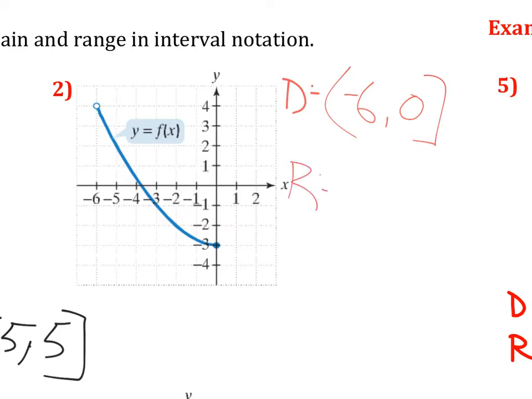My range is going to go from lowest to highest. Well, the lowest value is here at -3, included. The highest was up here at +4. It's got an open circle. So we're going to go -3 to +4. So that's how we interpret these.